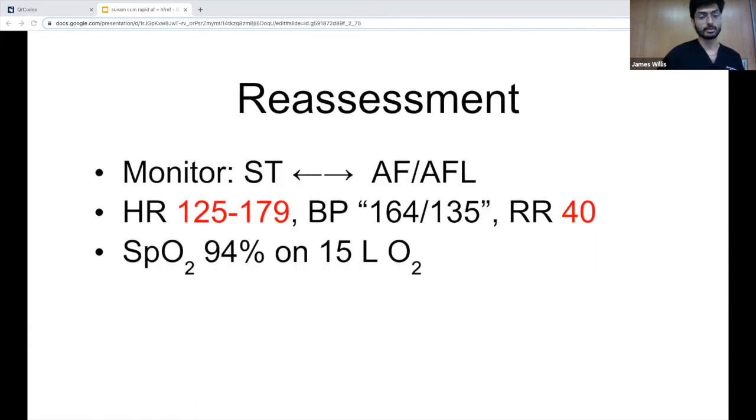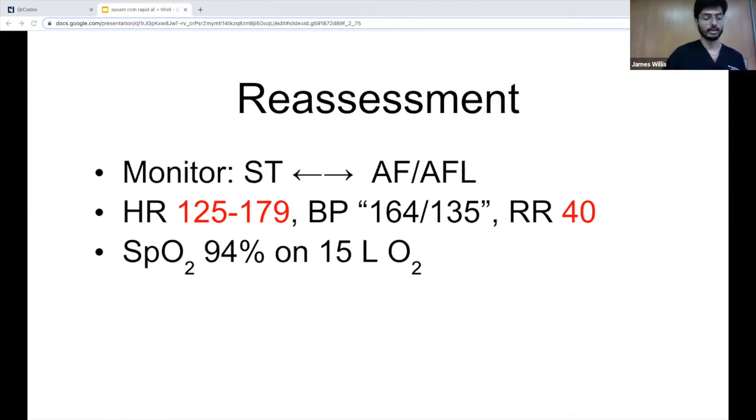And so on reassessment, the patient's agitated, they're placed on a non-rebreather. They're taking the mask off, but they're redirectable by the daughter verbally. When you look at the monitor, the patient is intermittently going through runs of different rhythms: sinus tach, AFib versus A-flutter. The heart rate's going up to the 180s essentially. The blood pressure is reading a hypertensive figure. The diastolic is a little bit high, but in general the patient's tachypneic, and the sats improved from what they were before.